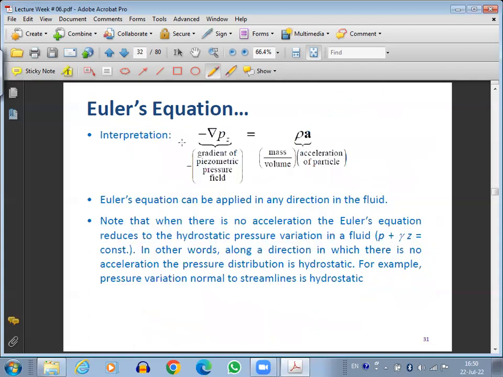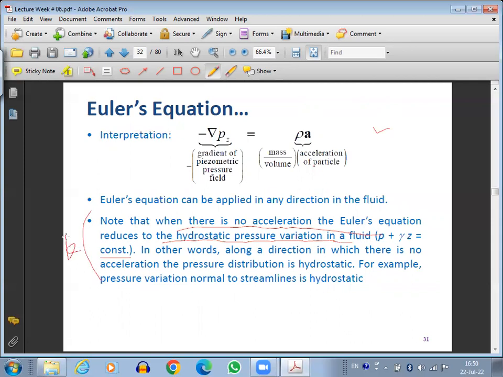So now we have this term, the gradient of the piezometric pressure field, equal to rho A, where rho is mass over volume and A is the acceleration of the particle. Note that when there is no acceleration, Euler's equation reduces to hydrostatic pressure variation in a fluid, where P plus gamma Z equals constant. In other words, along a direction in which there is no acceleration, the pressure distribution is hydrostatic. For example, pressure variation normal to the streamline is hydrostatic.